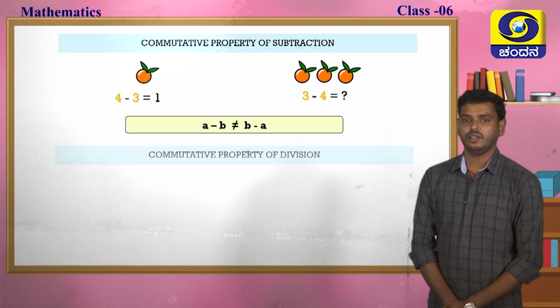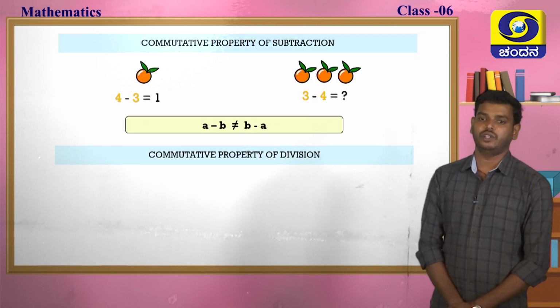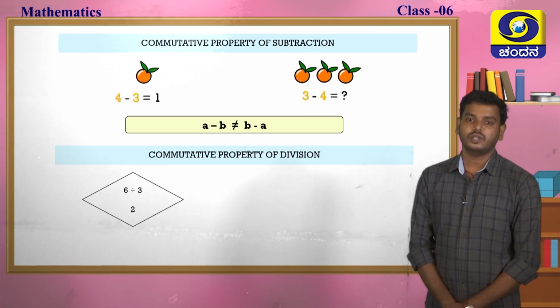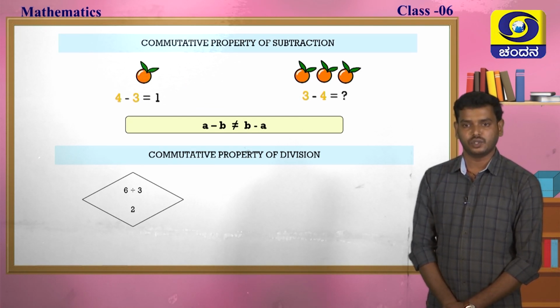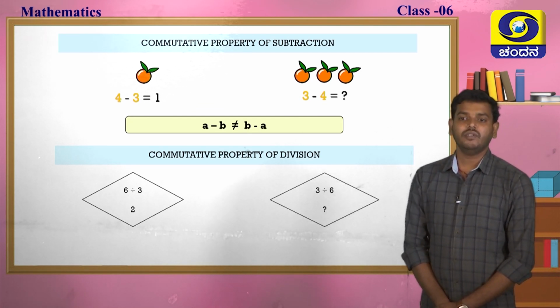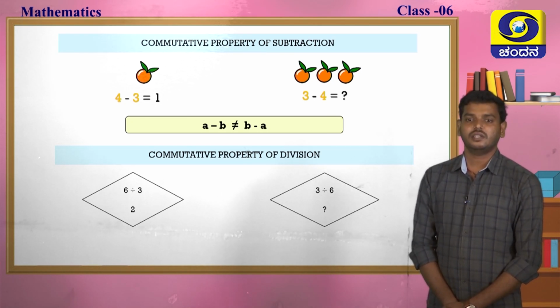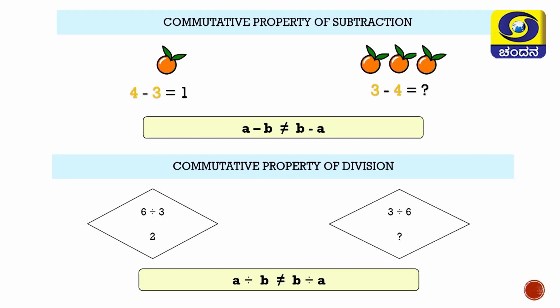In the same way, we will go to commutative property of division. Here we have an example, that is 6 divided by 3 is, what is the answer, children? It is 2. What about 3 divided by 6? Of course, it is not possible to divide. Hence, I can say that A divided by B is not equal to B divided by A. By this, I can also conclude that commutative property is not closed under division.